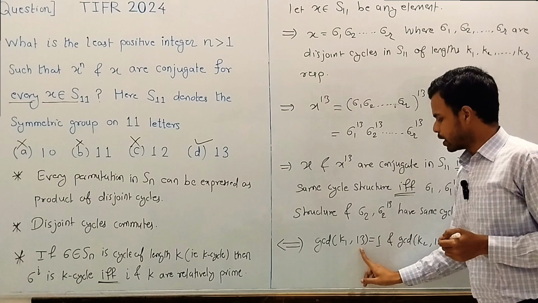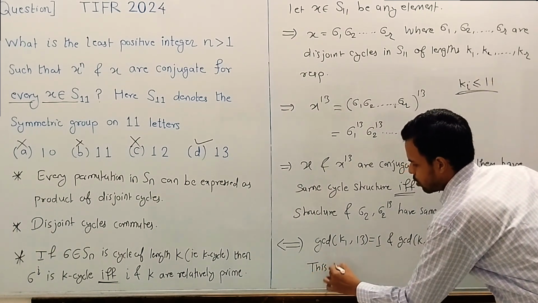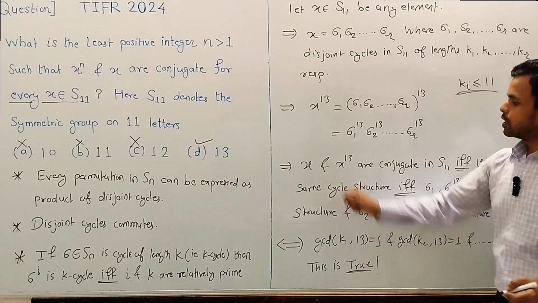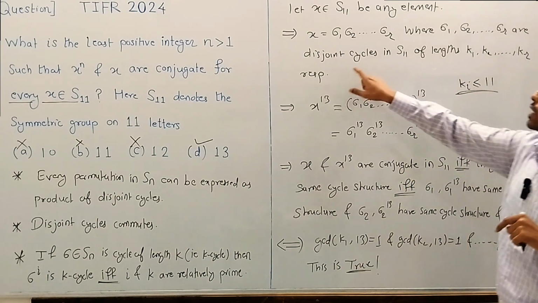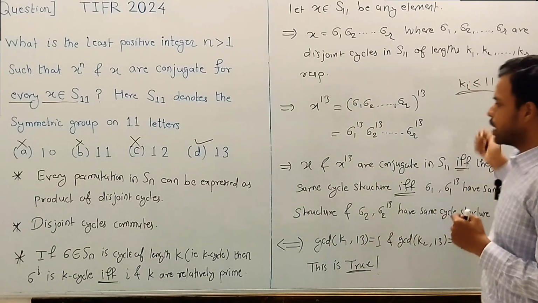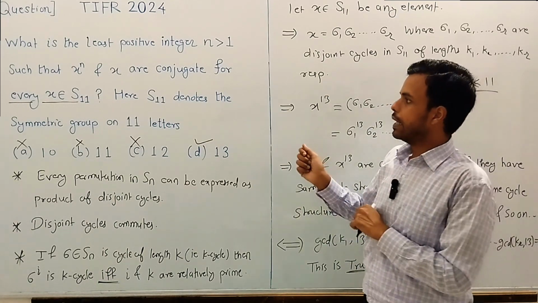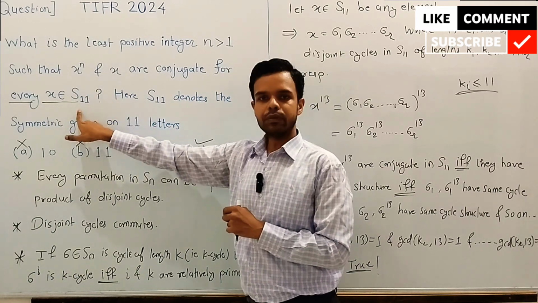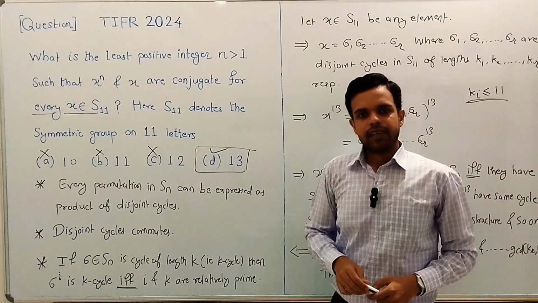So GCD of k1 and 13 is 1, GCD of k2 and 13 is 1, and so on, GCD of kr and 13 is again 1. So this holds. And as this is true, this implies x and x to the power 13 are conjugate in S11. But x is any arbitrary element in S11. So we conclude that 13 is the least positive integer such that x to the power n and x are conjugate for every x belonging to S11. So this is the answer. Thanks for watching.